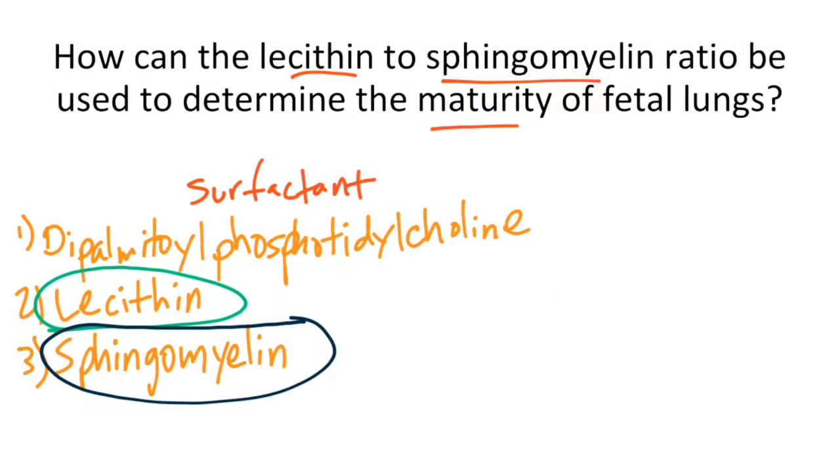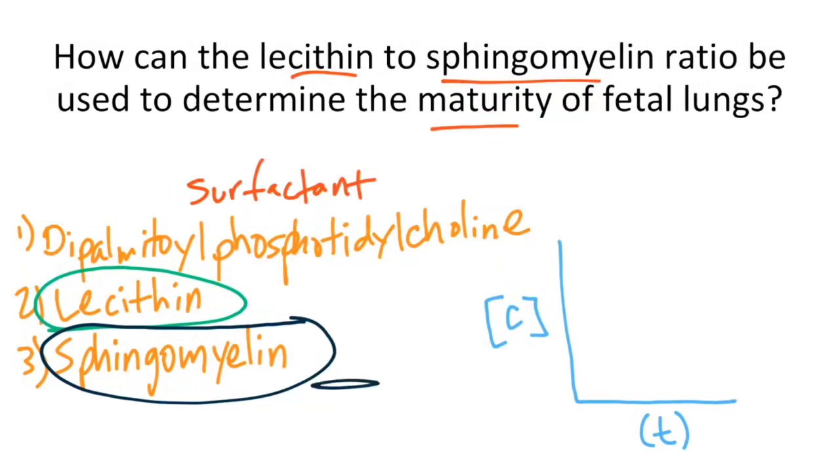Let's graph this out. The y-axis will represent the concentration of lecithin and sphingomyelin, and the x-axis will represent time. The dark blue will represent sphingomyelin, and the green will represent lecithin. So normally, sphingomyelin stays pretty constant, so it looks something like this, while lecithin steadily increases. You can see from this graph that the lecithin to sphingomyelin ratio steadily increases.